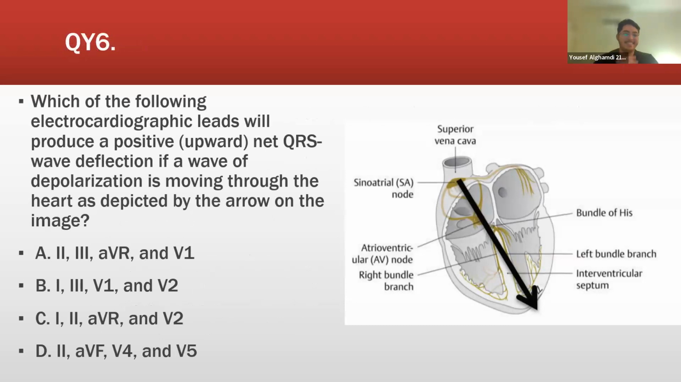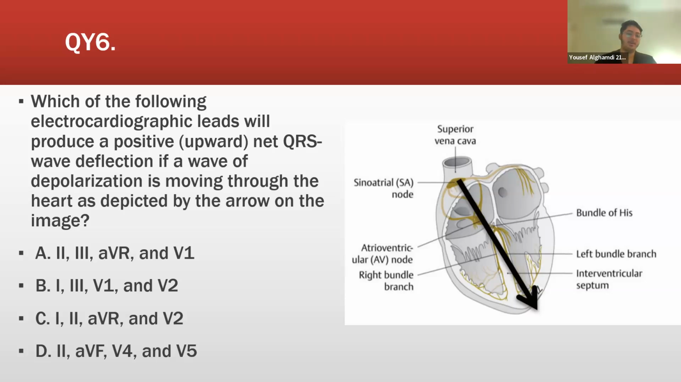Okay, here we go. Leads. My favorite. So which of the following electrocardiographic leads will produce a positive, so upward, net QRS wave deflection? Okay, wait. Bismillah, let me finish the question. If a wave of depolarization is moving through the heart as depicted by the arrow. Okay, mashallah, some of you said it right.